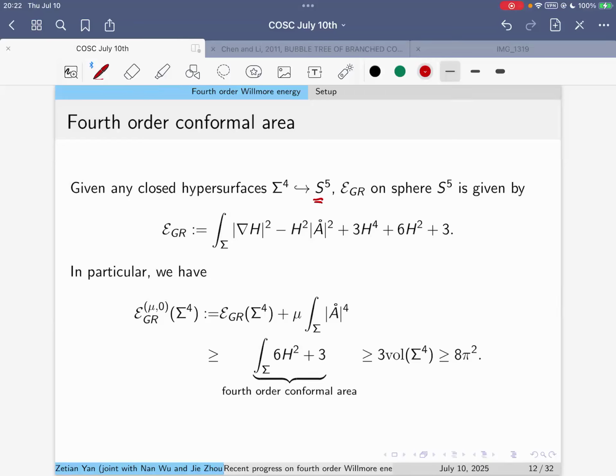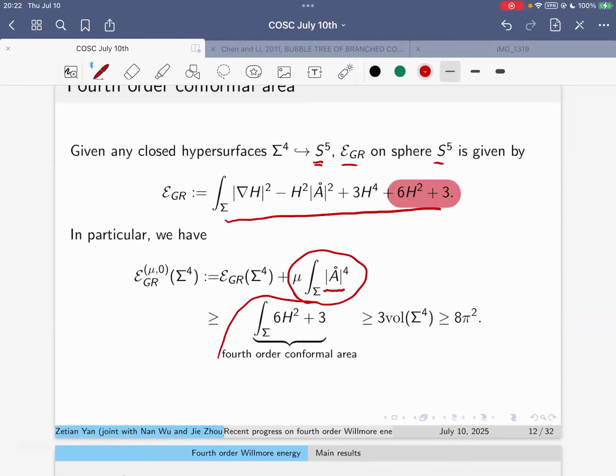To be more specific, the Reilly-type energy in S^5 is given by the following formula, because S^5 is a constant curvature space form with curvature 1, right? And you can find that we have two lower order terms. And right now, if you add this part, because this part is a pointwise conformal invariant, even though we consider the stereographic projection, it will not change, such that we can find a uniform lower bound. I call it a fourth order conformal area.